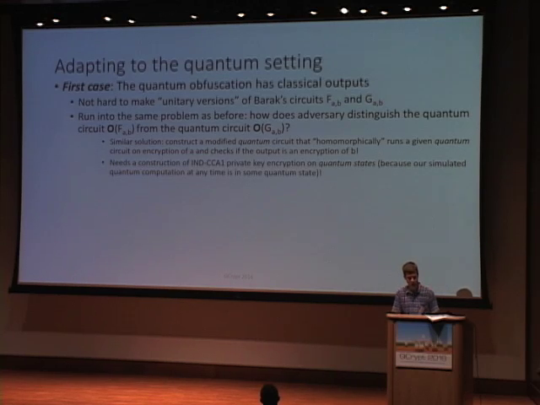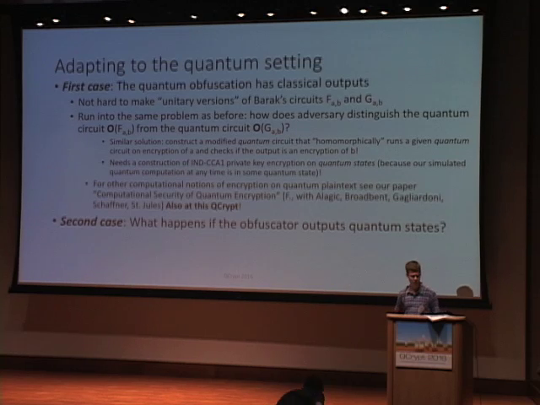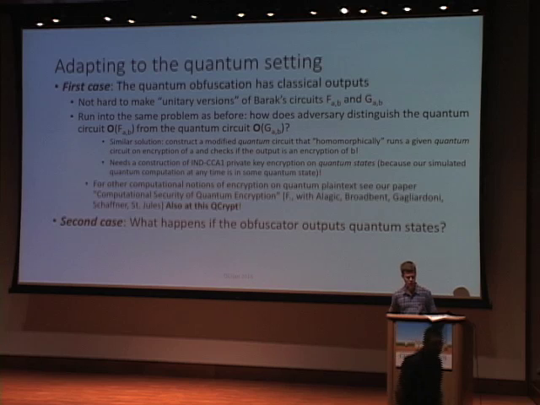So it needs a construction of this so-called CCA1 private key encryption on quantum states. Why is it on quantum states? Because when you're homomorphically applying this quantum circuit, at any point in its computation, it's going to be in some quantum state, and this is what we want to encrypt. I'll just give a brief advertisement: we have another paper on this with other authors, which is also at this QCrypt. I think it's going to be given tomorrow, and it talks precisely about these issues, the computational security of quantum encryption.